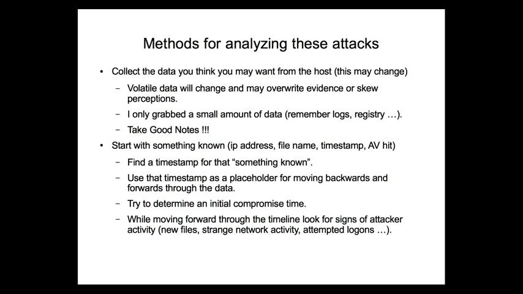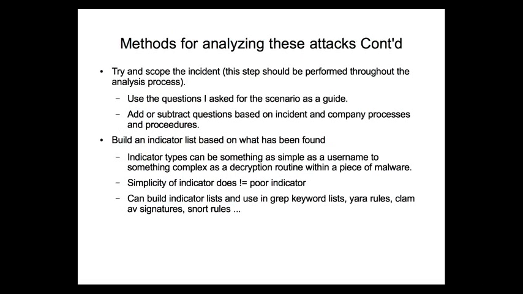And then, yeah, try to determine initial compromise. As you're moving through the data, just be aware of what you're looking at. Some stuff may be legitimate traffic, some stuff may not be legitimate but malicious, and try to be aware of those malicious signs. Also, do your best to try to scope the incident. Is it one machine? Is it 50 machines? What are you looking at?